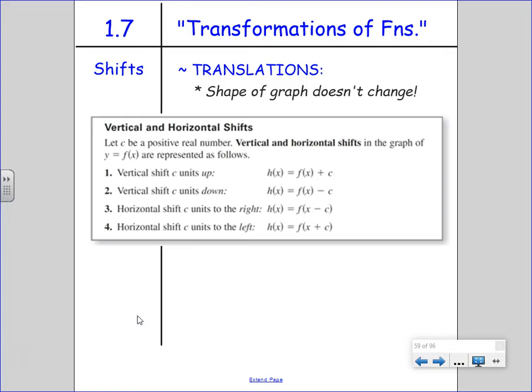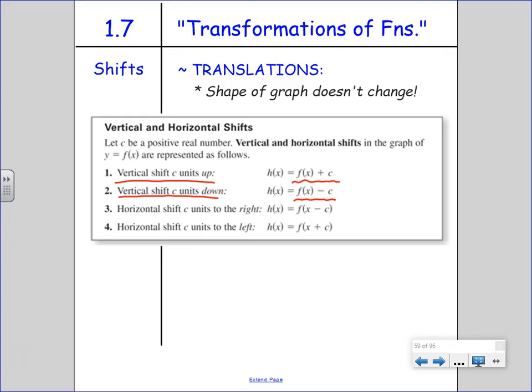Now this whole little table is just basically saying let c be a positive real number. So we're adding a positive real, we're subtracting a positive real. If we have a function with an addition on the outside, that's going to be a vertical shift up, right? If we have a function with a subtraction on the outside, that's going to be a vertical shift down. Why vertical? Because it's on the outside. And who is f of x? These are the y's of the function. So the y's are adding c, or the y's are subtracting c.